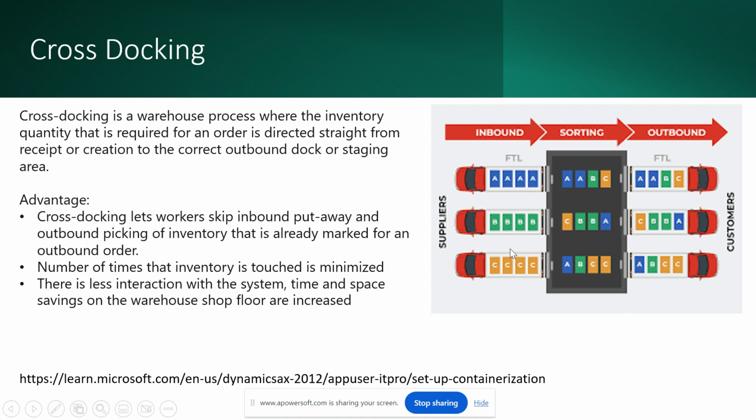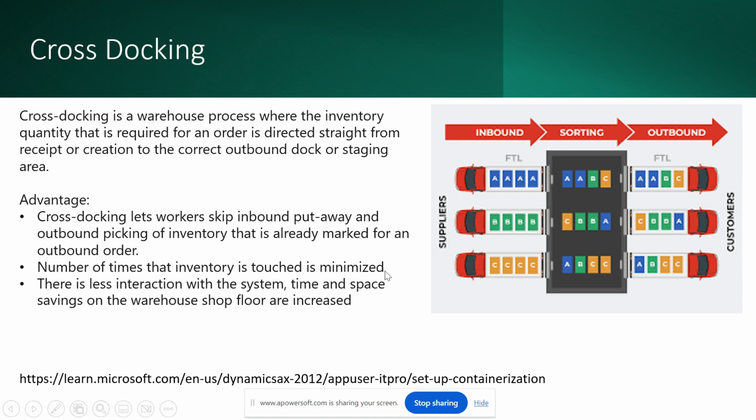So this will be highly helpful, especially like I mentioned in the advantages. Skip the inbound put away and the outbound picking of the inventory, so we are skipping both the operations. And then the number of times the inventory is touched is minimized, because just imagine you have a very huge warehouse space, 50,000 square foot of warehouse, where you are unnecessarily going and touching the inventory each and every time. So that is getting avoided.